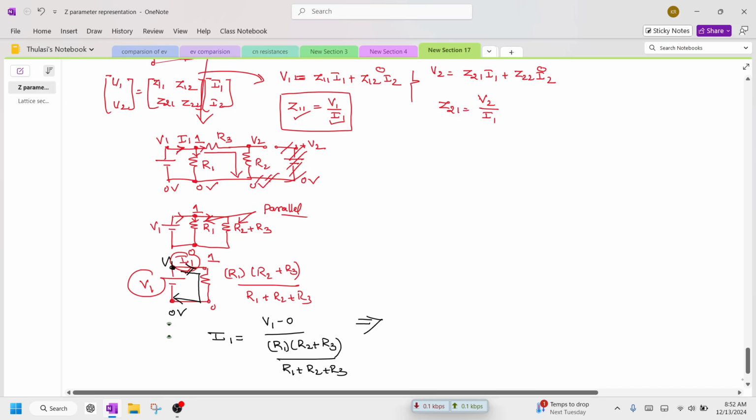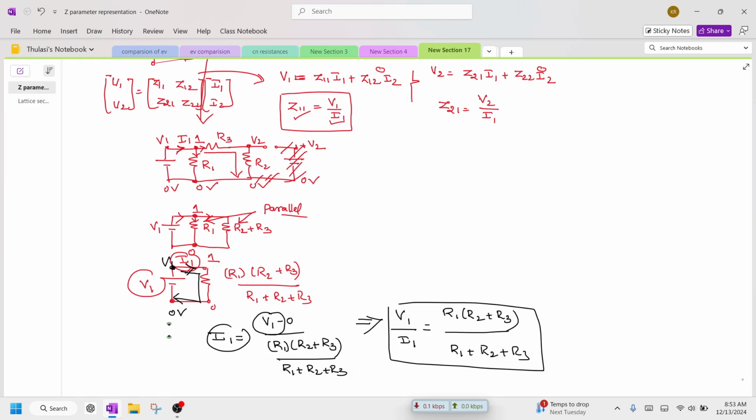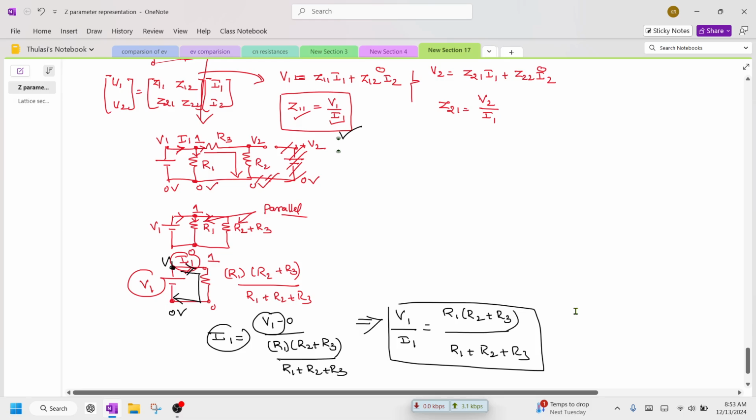So the resultant, we require the ratio of V1 by I1. So move this term to the numerator. That is V1 by I1 is equal to R1 into R2 plus R3 divided by R1 plus R2 plus R3. So this is the first what is asked in the question, V1 by I1. Okay, so that's how we are solving the V1 by I1.